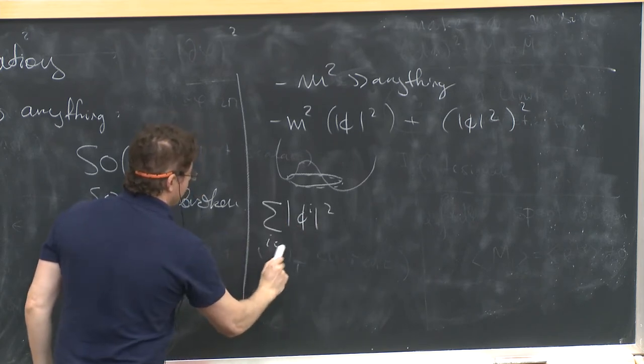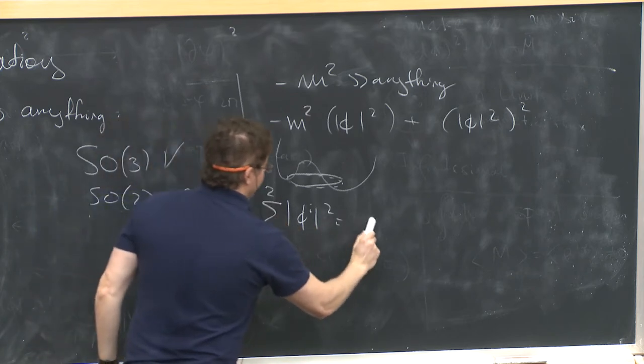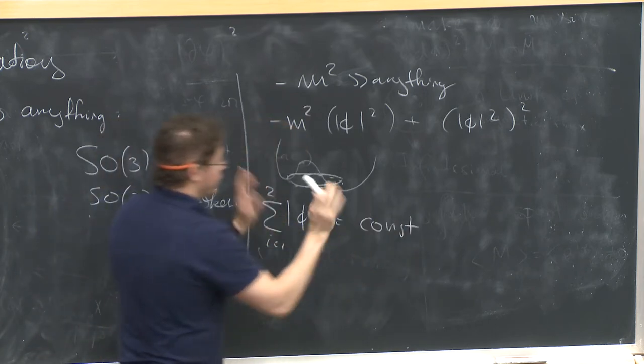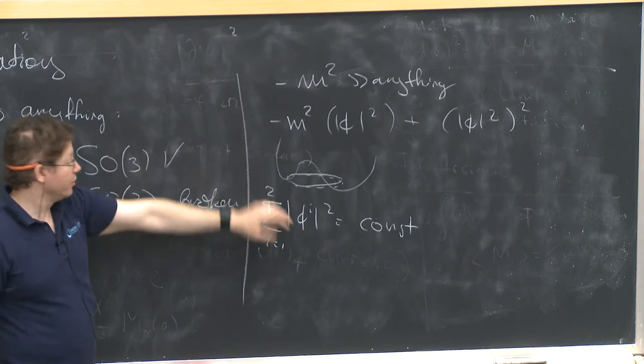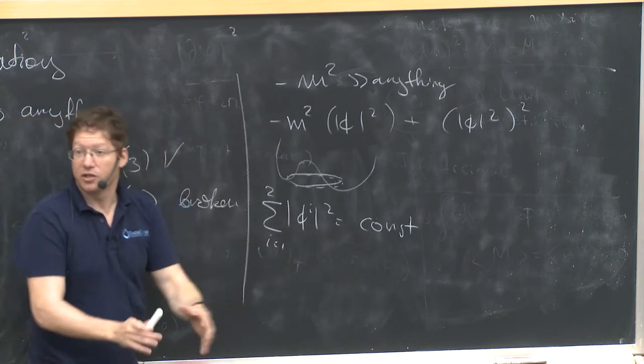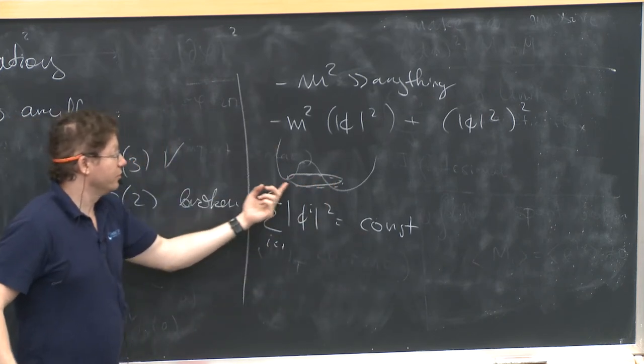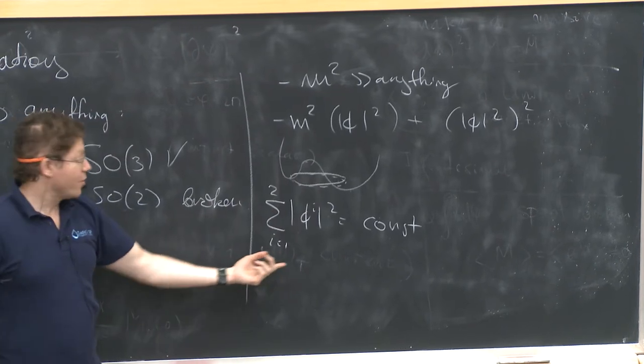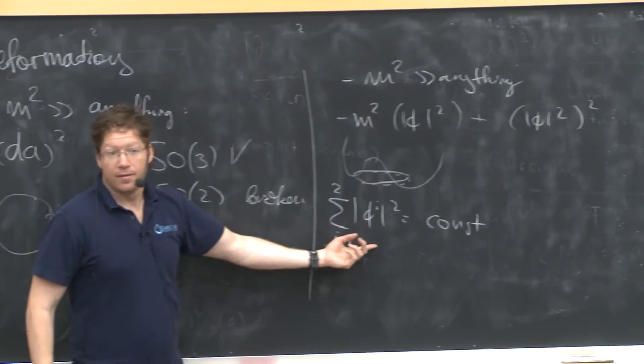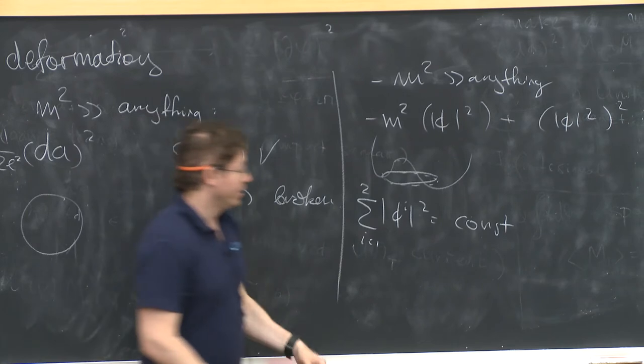the sum over phi I squared would be some constant, right? They condense, you ignore the gauge field, we solve the equations of motion, we get this kind of space. They just condensed, and this is what this circle is supposed to describe. What is this space? Say again? S3, very good.